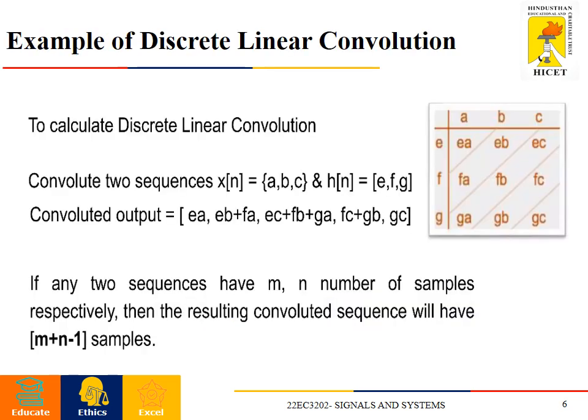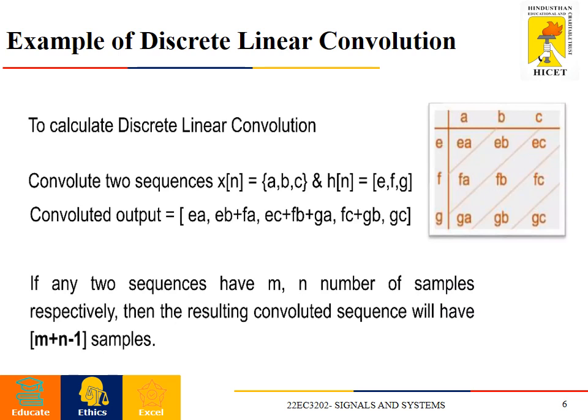The next topic is an example of discrete linear convolution. Here the method of convolution of two sequences is given. Here x of n equal to a, b, c and h of n equal to e, f, g. These are two sequences. These two sequences are convoluted.